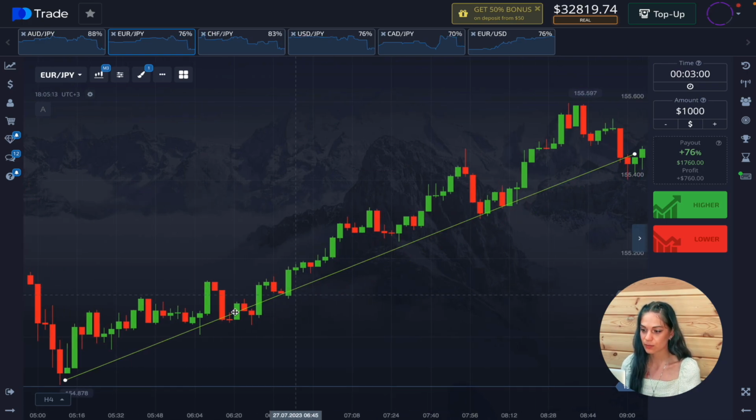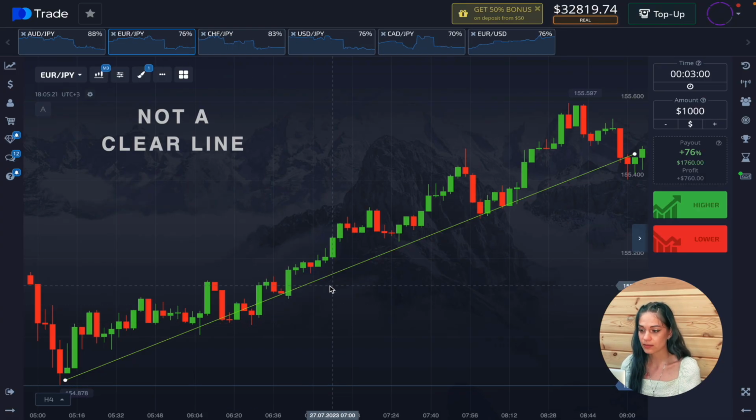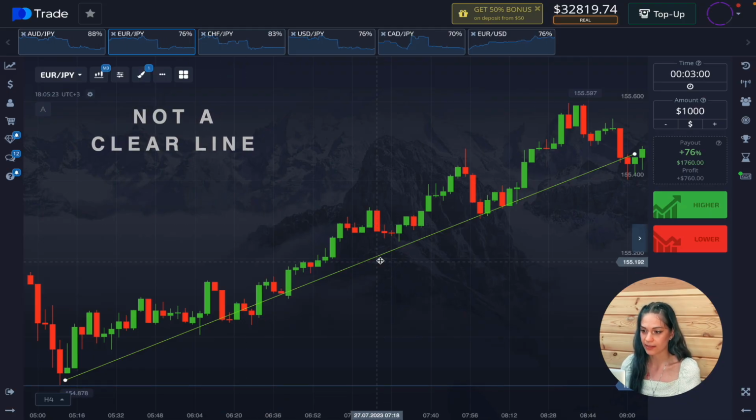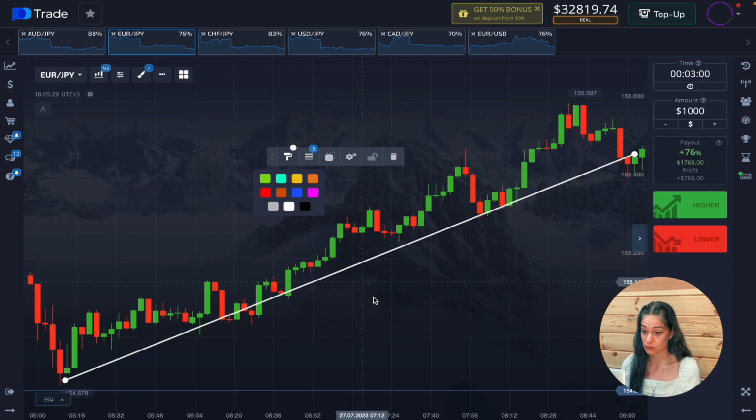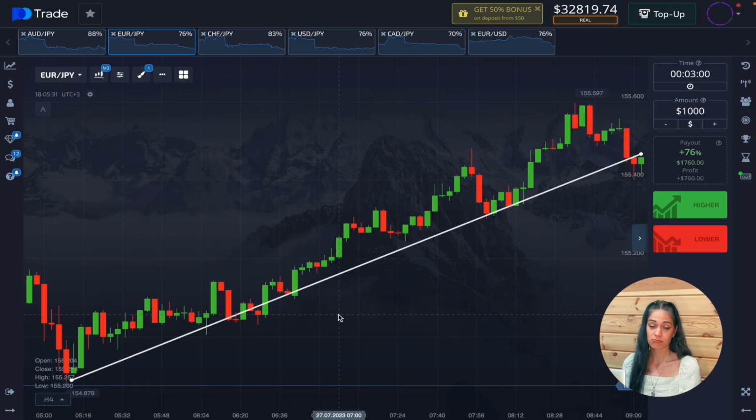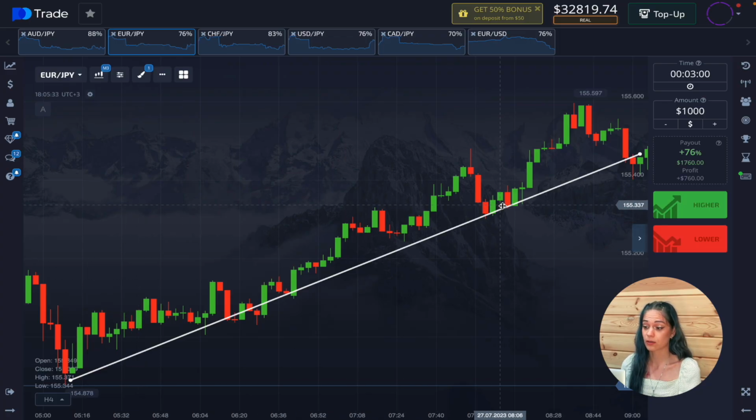As you can see, in some places the chart goes under the line, and this is absolutely normal because the trend line, as well as the support and resistance lines, should not be seen as a clear line. It's more like a zone, the price zone beyond which we expect the next price movement. And this is how we draw the trend line on the upward trend.